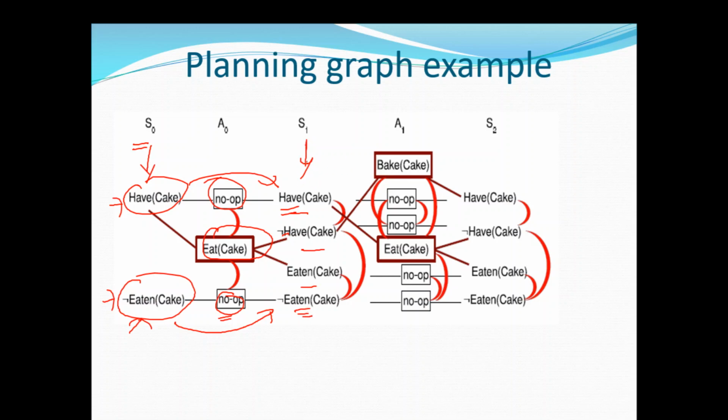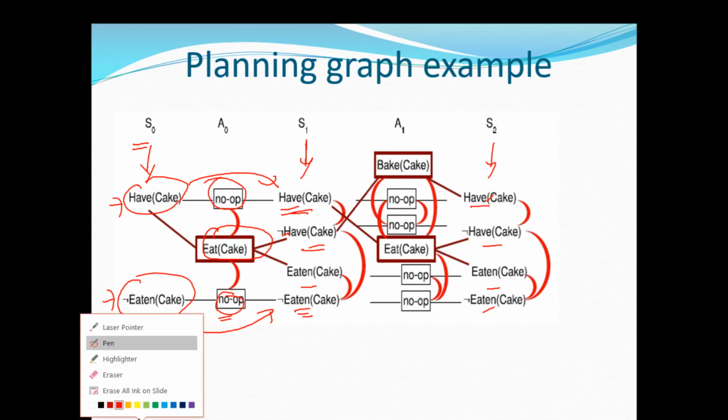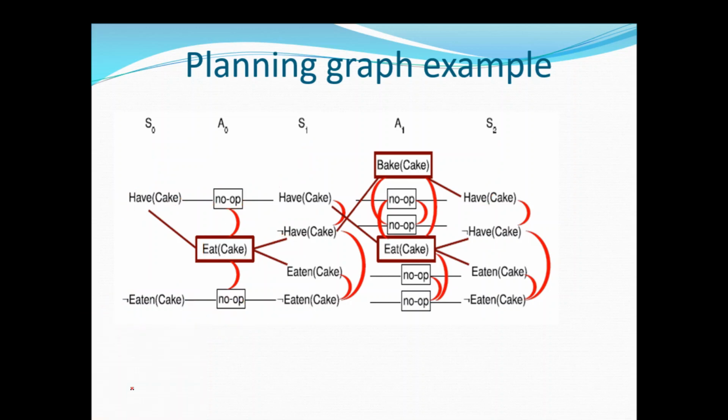So here if you see this S1 and S2, they both are the same. So now we can stop the algorithm. Right? Because here we have have cake, not have cake, eaten cake and not eaten cake. Here also we have the same thing: have cake, not have cake, eaten cake and not eaten of cake. Okay. So now you may ask how we got this.